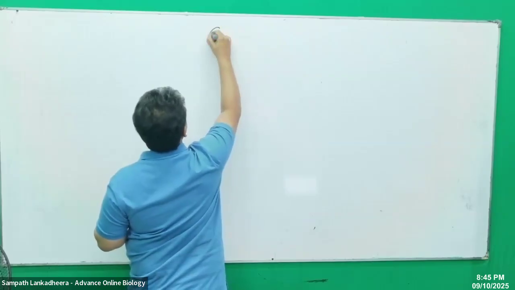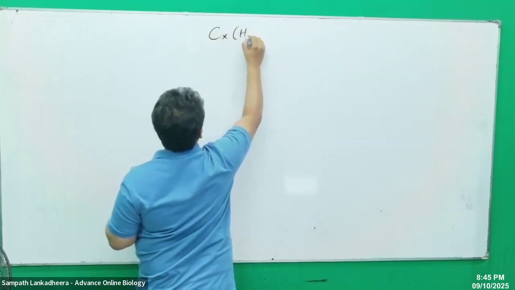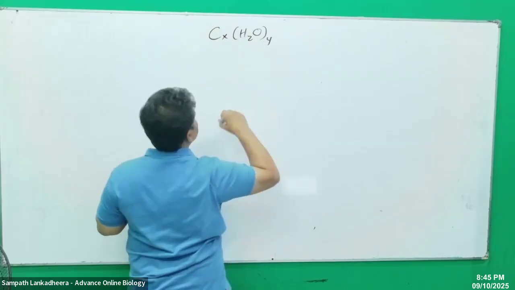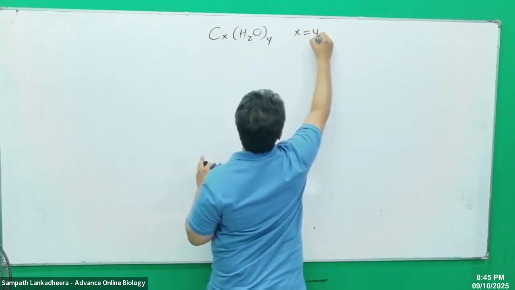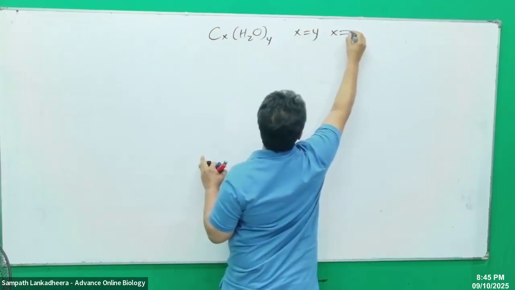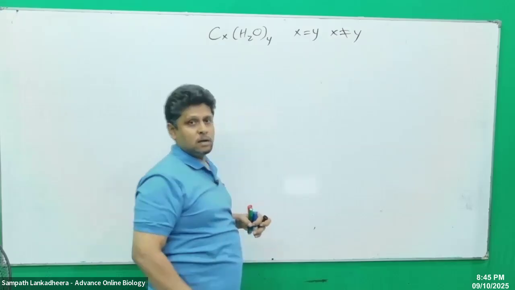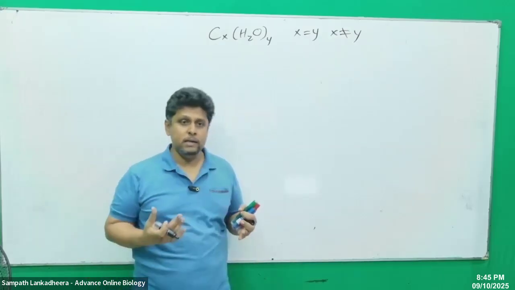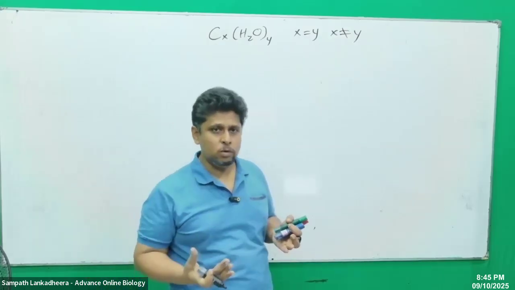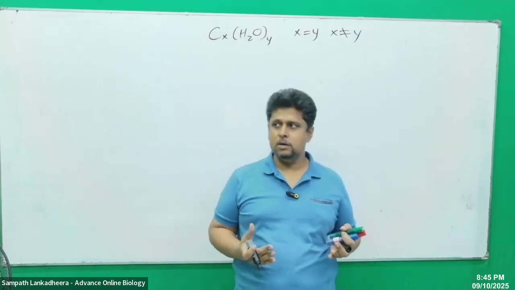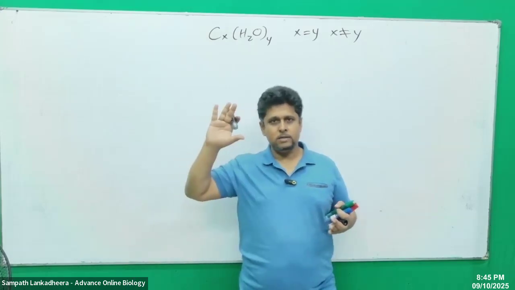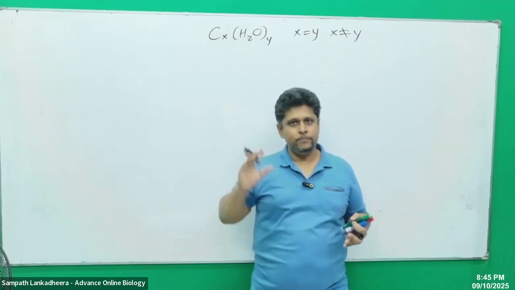What is the formula? CxH2yOy, we learned, people. In some, x is equal to y. In some, x is unequal to y.